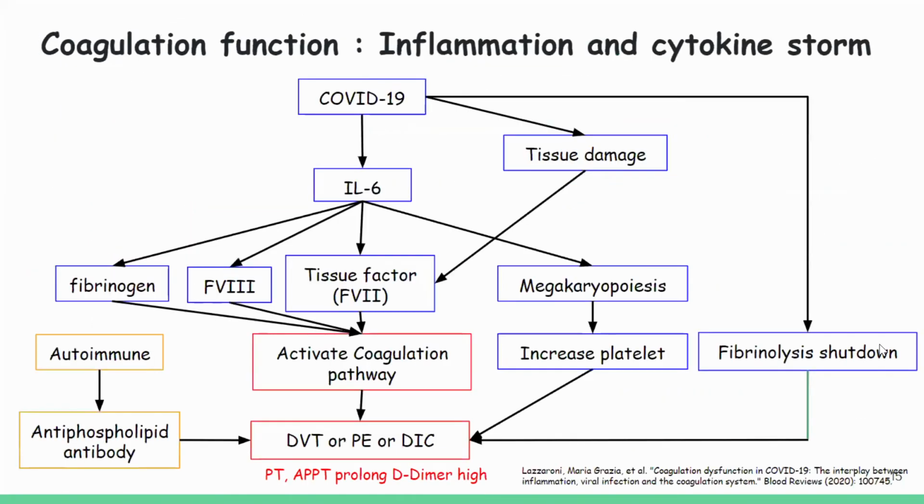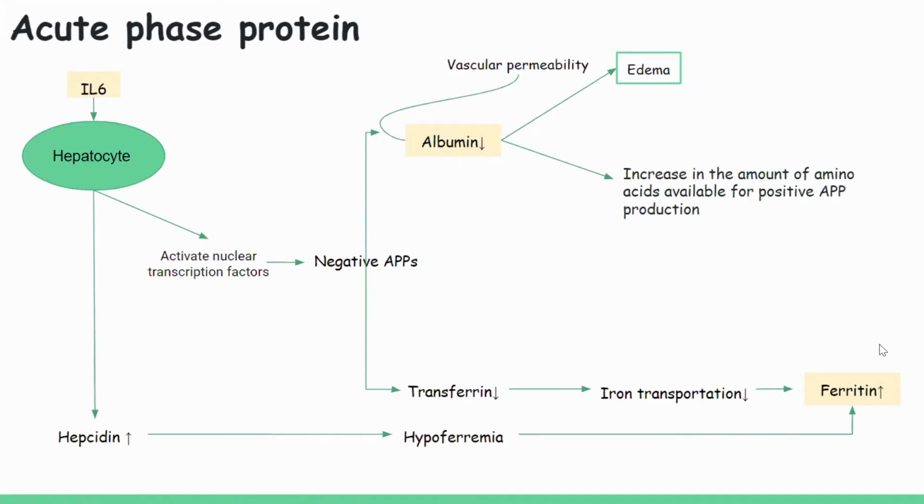For the negative acute phase proteins, there are albumin and transferrin. In inflammation, the liver reduces production of albumin to increase the amount of amino acids available for positive acute phase protein production, and the reduction in albumin may also be caused by inflammation that increases vascular permeability. A decrease in transferrin can lead to reduced iron transportation and limit iron availability for the virus, and also lead to an increase in ferritin.